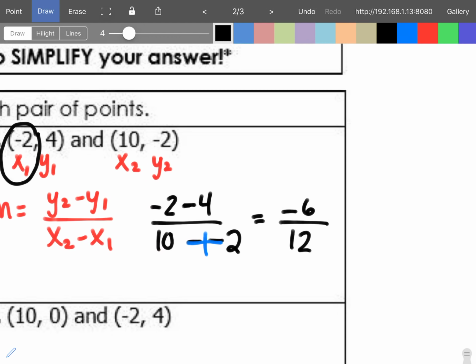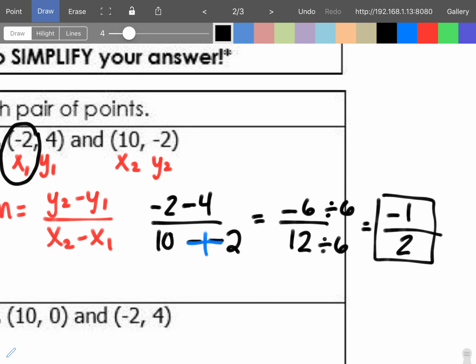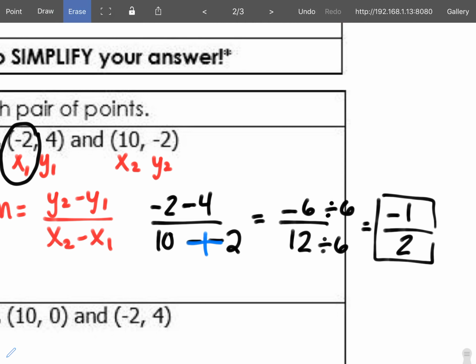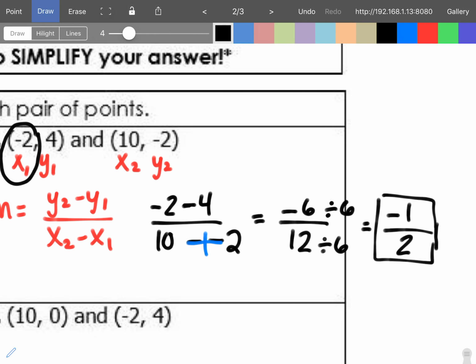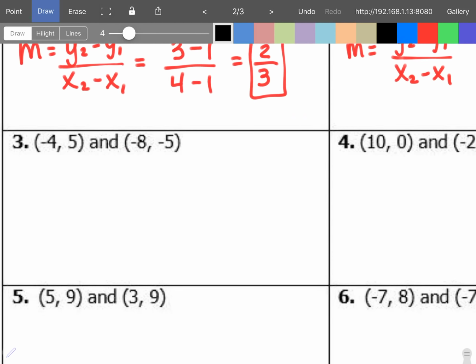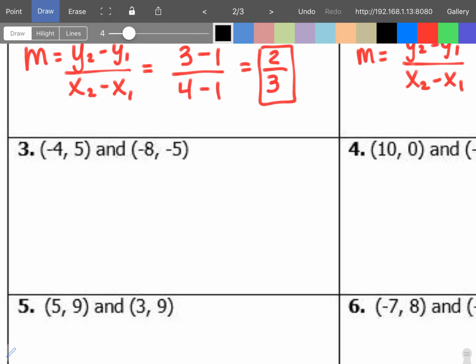Okay, what's negative 6 over 12? Can we simplify that at all? We can divide each top and bottom by a 6, can't we? Does it go in? Yeah, what's negative 6 divided by 6? Negative 1. What's 12 divided by 6? 2. So my slope is negative 1/2. Okay, negative 1/2. Let's try the next two, and then I want you to do 5 and 6 on your own.